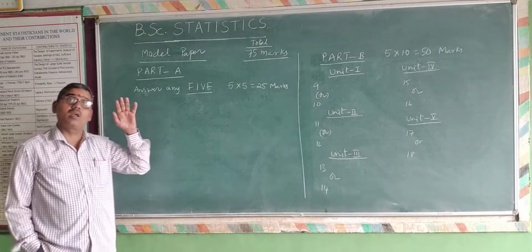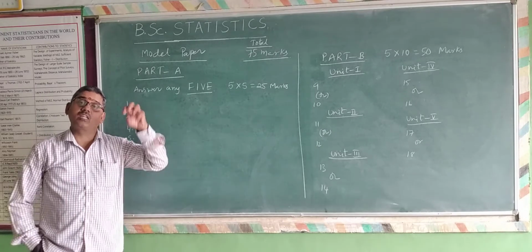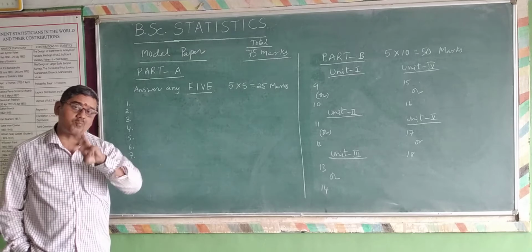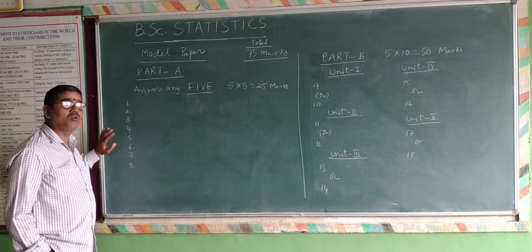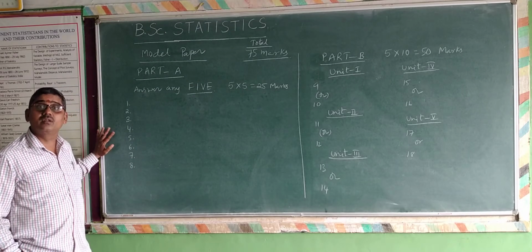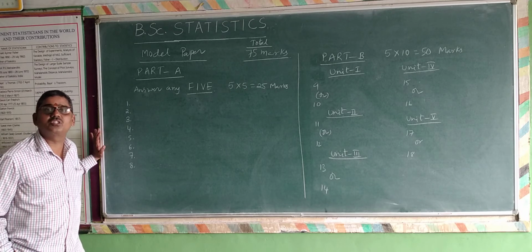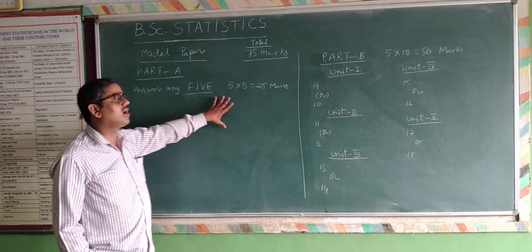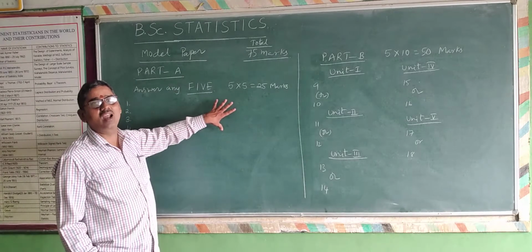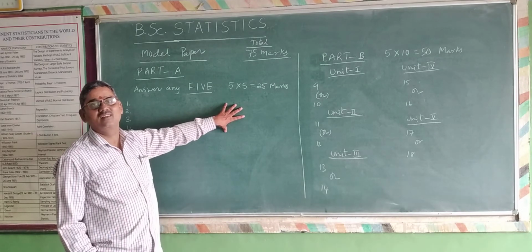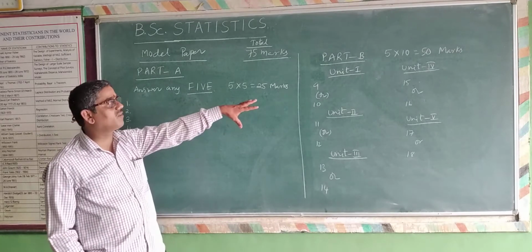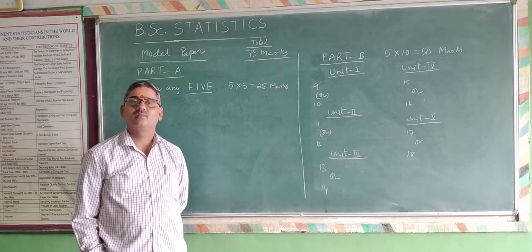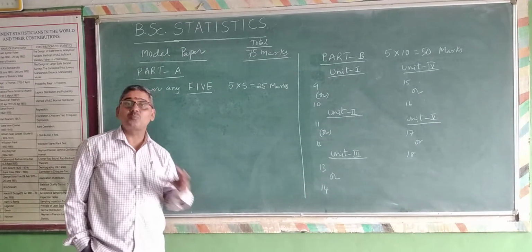So taking that assumption, I am definitely saying that if you read 3 units completely, you will answer a minimum of 4 questions. I am saying that a minimum of 4 questions you can easily answer from this part A. 4 questions means 20 marks, so you are nearly reaching the pass mark. If you answer 1 more question there, you can definitely pass the examination. So you have to prepare in that fashion.